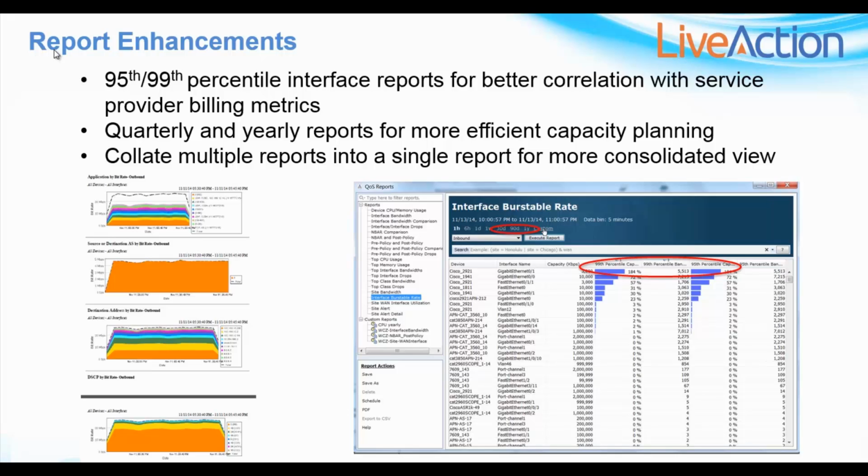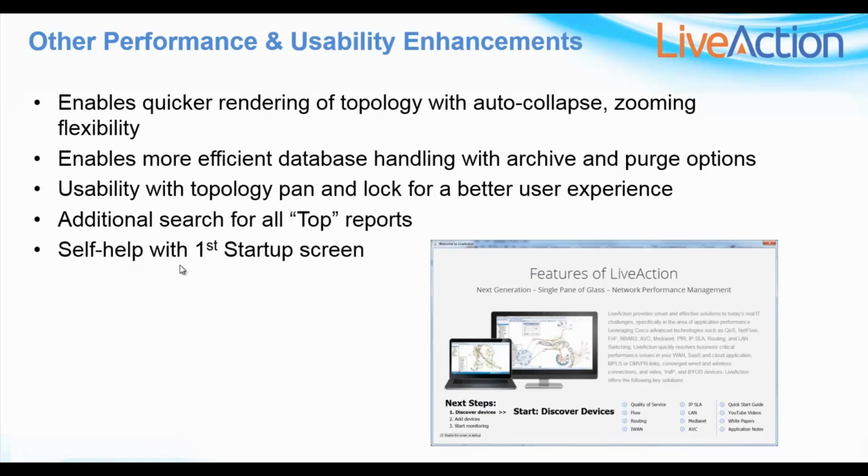For example, if you want to compare inbound and outbound usage of various interfaces in various regions, you can combine them into a single report for more efficient correlation. LiveAction 4.2 also comes with various performance and usability enhancements for quicker rendering of topology and zooming. In addition, we improved archive and purge options for more efficient database handling.